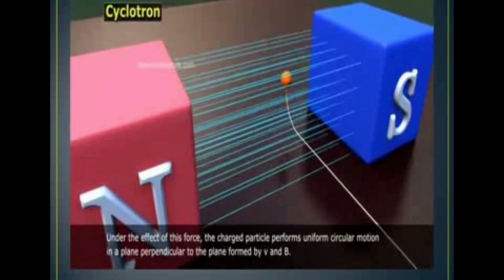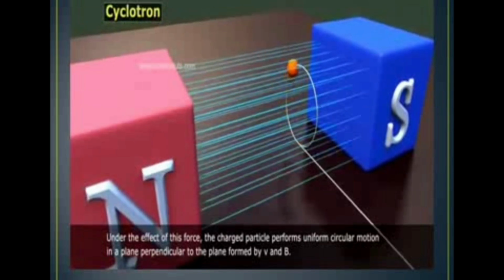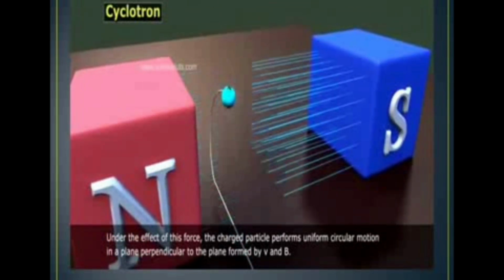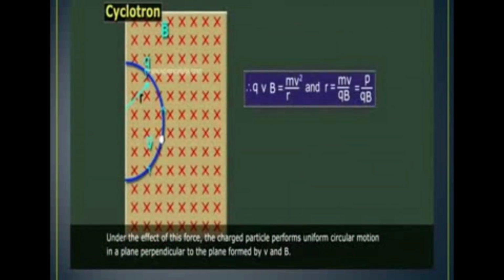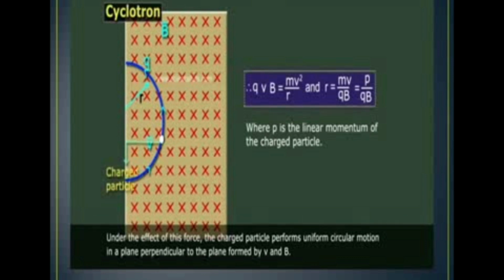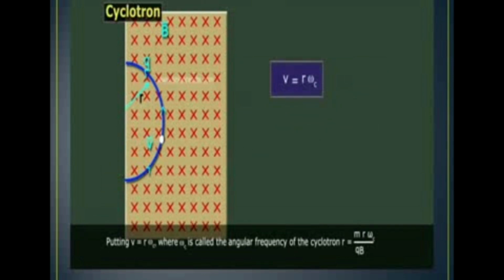It's a north and south. When the charge is flowing inside the field, it will move in a circular, spiral, helical motion. So BQV equals mv square by r. Due to the magnetic Lorentz force, it's moving in a circular path, so it experiences the centripetal force. That's why we write mv square by r, or r equals mv by BQ, or we can write r equals p by BQ, where mv is the linear momentum p.